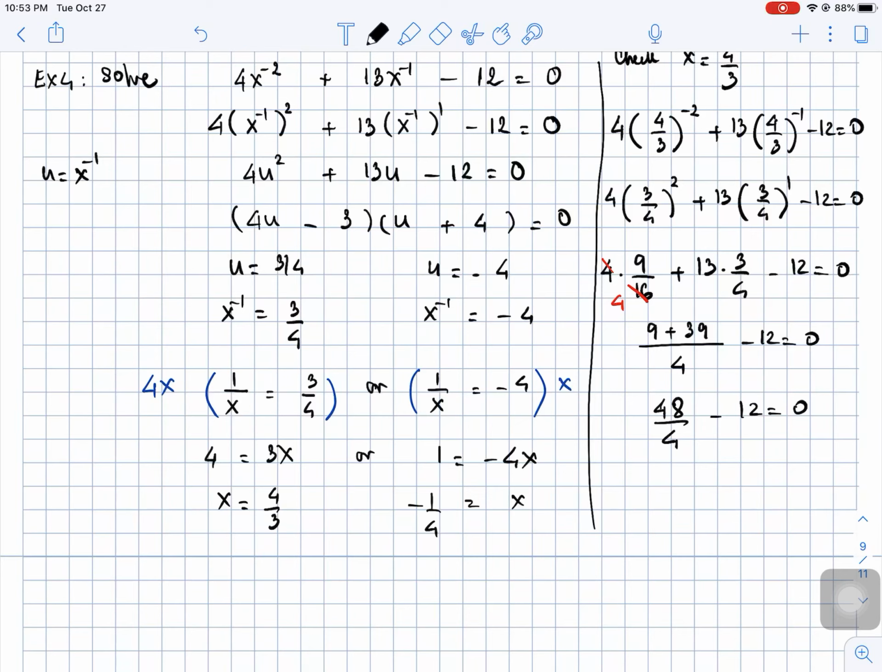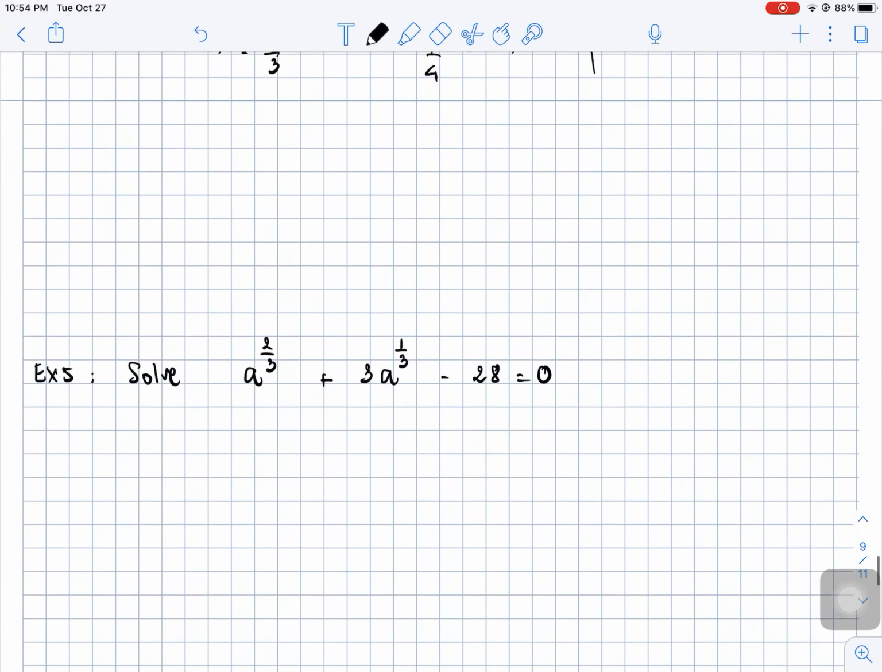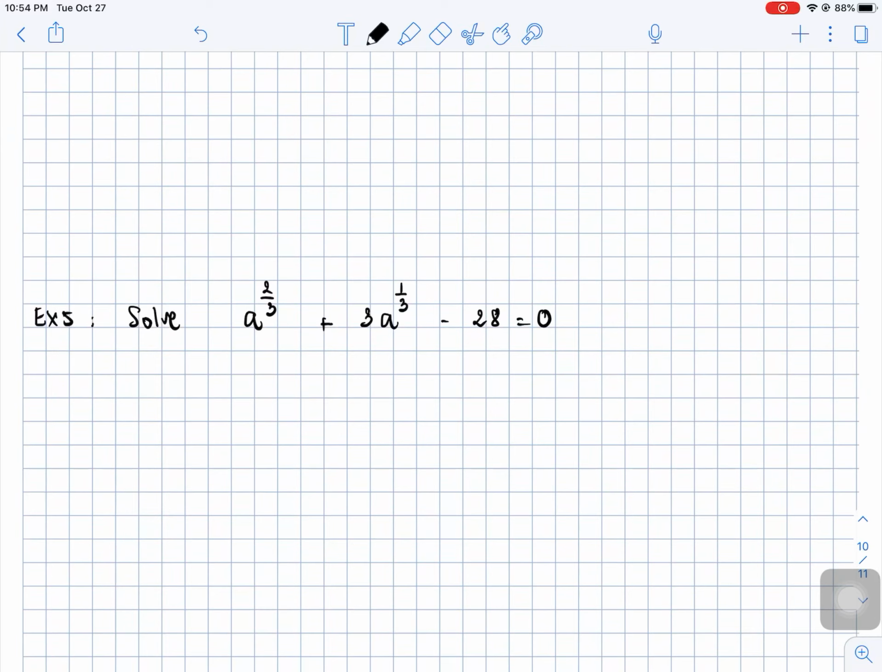The 4 and the 16 can cancel out, so we get 4 in the denominator. Then the LCD for the first two terms is 4. Then we get 9 plus 39 minus 12 equals 0. 9 plus 39 is 48 over 4 minus 12 equals 0. 48 divided by 4 is 12. Then 12 minus 12 equals 0, which gives us a true statement. You check the same thing for negative 1 over 4. In this problem, we have two answers, 4 over 3 and negative 1 over 4.